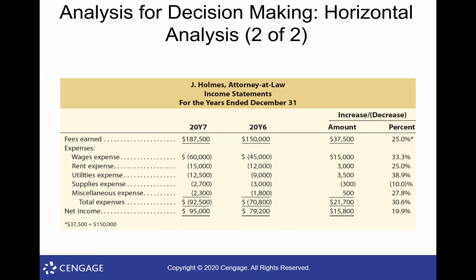To say, okay, our revenue went up by 37,500 and our net income went up by 15,800. And then you could ask, why is that? Why didn't it go up by the full 37.5? Well, wages went up, rent expense went up, utilities went up. The only expense that went down was supplies. So even though our revenue went up, our expenses also went up. We made more money, but not as much as we could have. The reason to do that is because I was able to, in 20 seconds, know a lot about what's going on with this company, right?